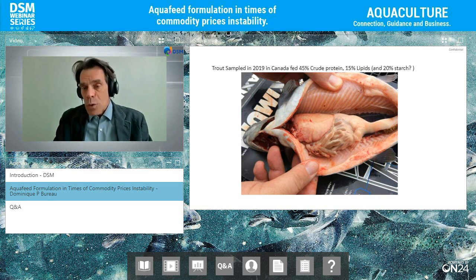But this local feed manufacturer could produce a 45% crude protein feed with 15% lipids, but they had to use quite a bit of starch. They were initially a pet food manufacturer, so they had to use quite a bit of starch to make the pellet properly using their system.